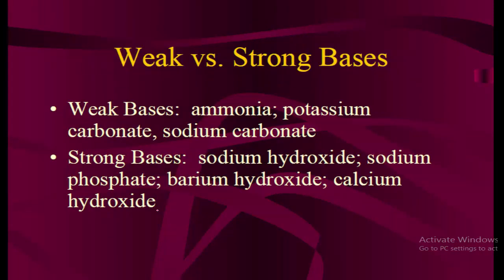Then weak bases versus strong bases. A weak base is one which undergoes incomplete dissociation, or does not undergo complete ionization. Some examples of weak bases are ammonia, potassium carbonate, sodium carbonate. And strong bases are those which undergo complete dissociation. Some examples are sodium hydroxide, sodium phosphate, barium hydroxide, calcium hydroxide, etc.